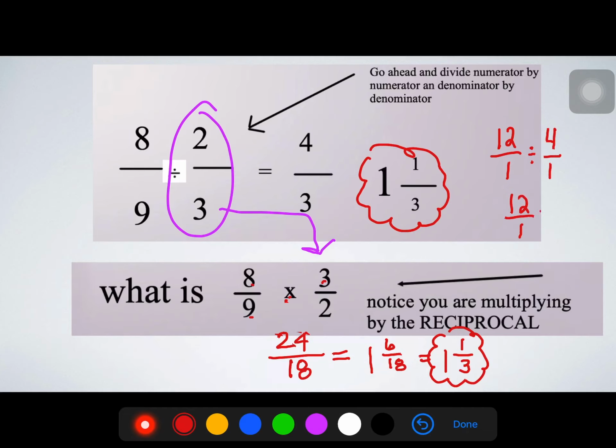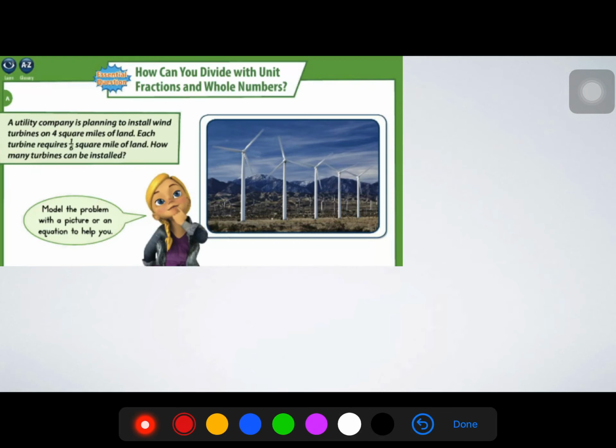Well, what would 12 times the reciprocal of 4, or 1/4, be? Well, it would be 12 times 1 and 1 times 4, and it would be 3 as well. So it really works to multiply the reciprocal instead of dividing.